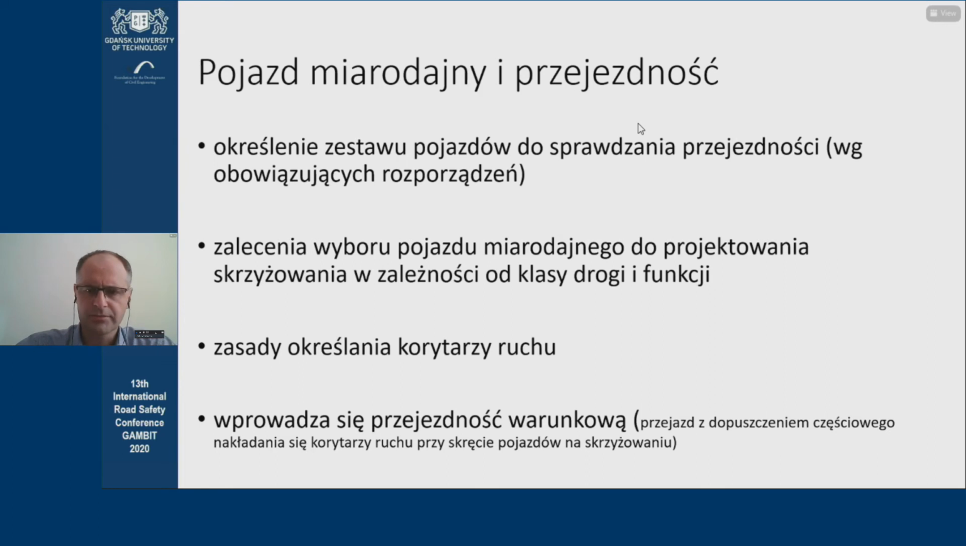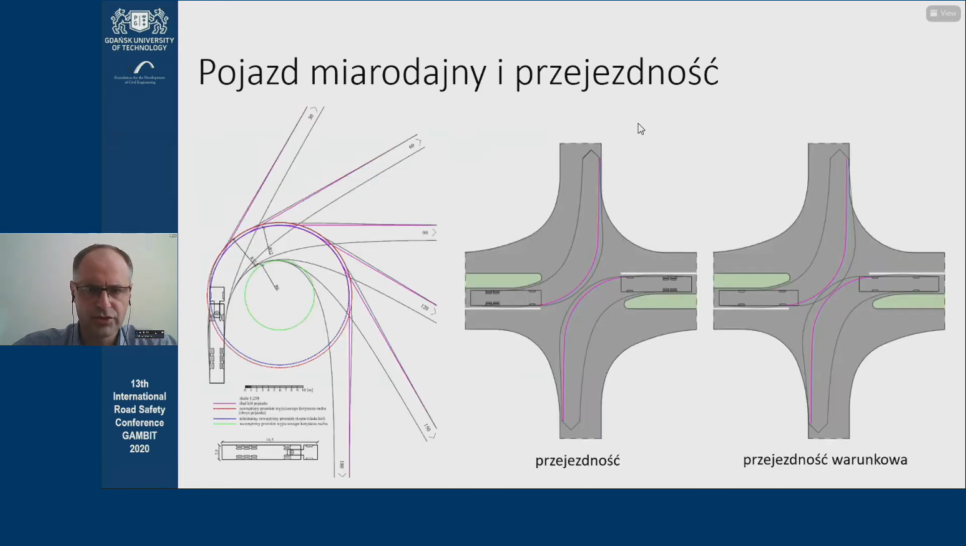So there is a new term there, which is conditional passability, and that means that we can use traffic corridors from the opposing entry, as you can see here. And so some of the corridors can overlap. It's okay, because what we don't want is to extend junctions too much, especially when those junctions are located in city centers under dense development conditions.